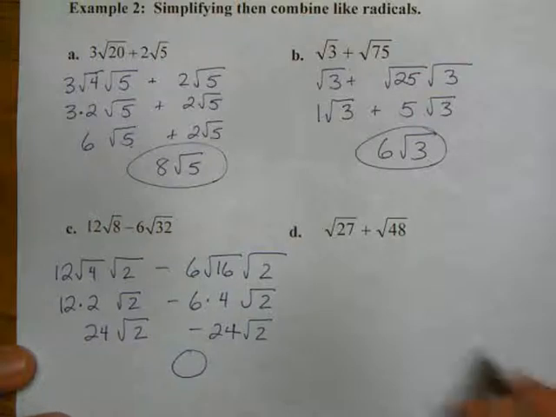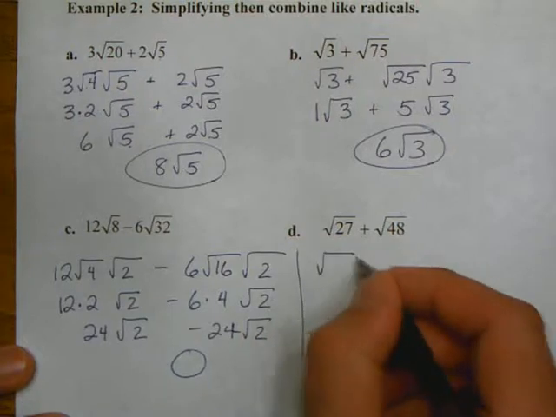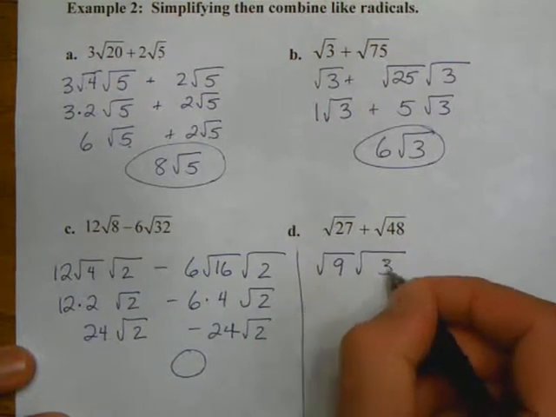24 root 2 minus 24 root 2 is just 0. Not 2, not the square root of 2, just 0.